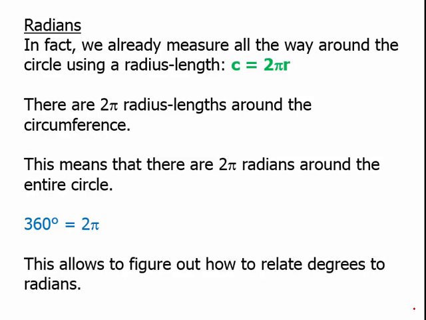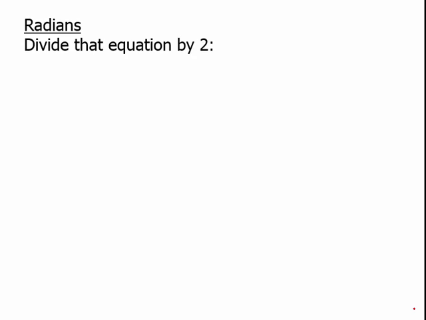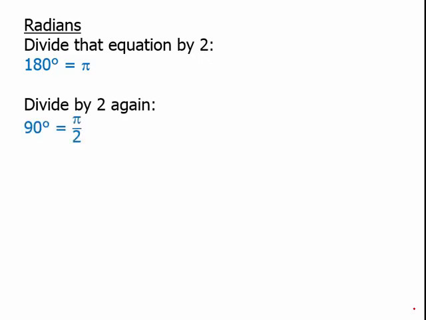And this allows us to figure out how to relate the entire degree system to the entire radian system. So divide that equation by 2. We get 180 equals pi. That's very important. A 180 degree angle is the same as a pi radian angle. Divide that again, and a right angle, which we used to know as 90 degrees, we can now call an angle of pi over 2. So that is the measure of a right angle in radians, pi over 2.